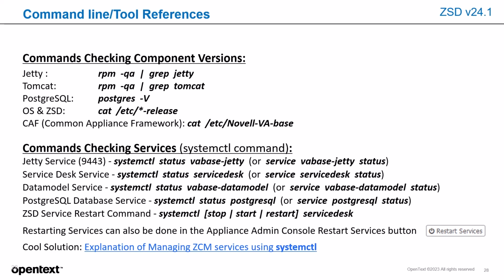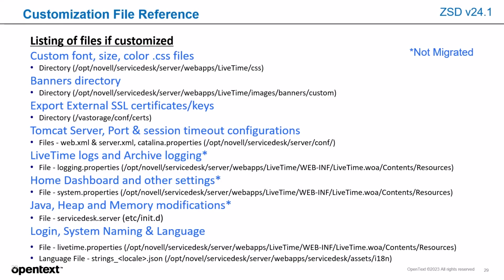Remember, restarting services can be done in the appliance admin console. It's a restart services button. These are a listing of file references should you need to know where some of those custom files are, or some of those configuration files where you want to make sure some settings are set, or maybe afterwards you see something on here that you would want to adjust. These are the different logs and where to go to get those logs adjusted.